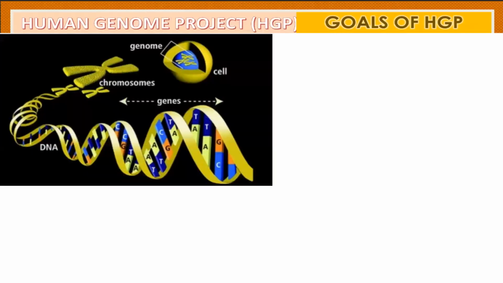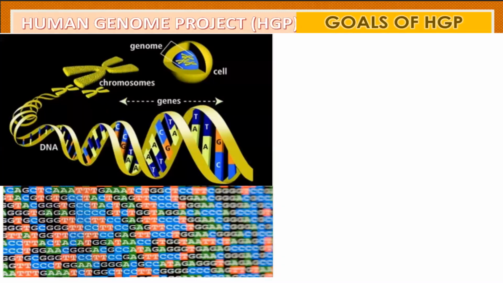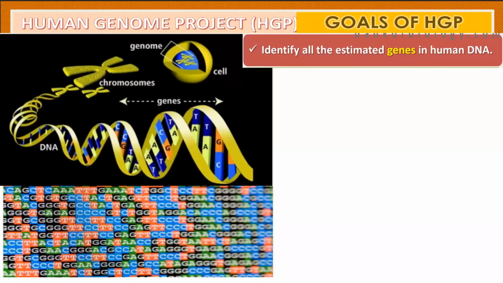Okay, now you'll write the goals of HGP, that is Human Genome Project. First goal is to identify all the estimated genes in the human DNA. All the estimated genes.